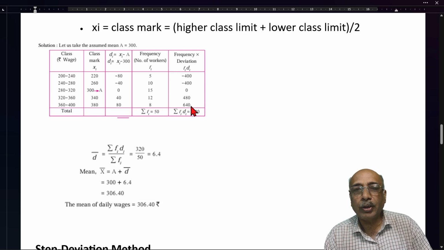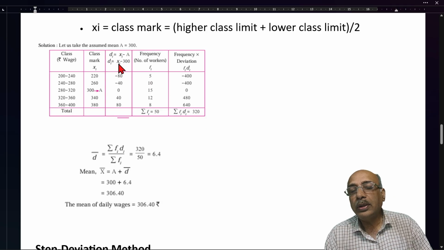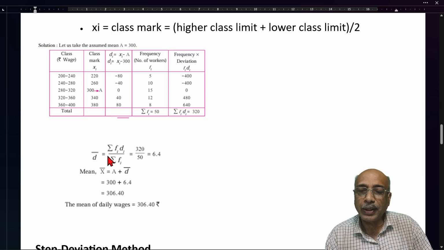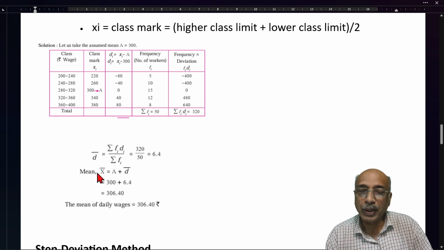480 plus 640, positive terms are to be added, so it will be 1120. 1120 minus 800, you will get 320. So sum of fi di equals 320. Now here we have taken di, so the mean of this we will take as d bar. Earlier we were taking x bar. So d bar equals sum of fi di upon sum of fi, equals 320 upon 50, equals 6.4. So the assumed mean method we have applied.